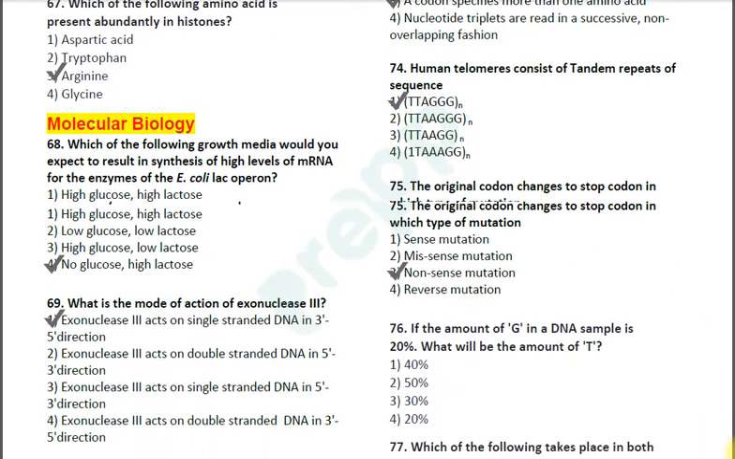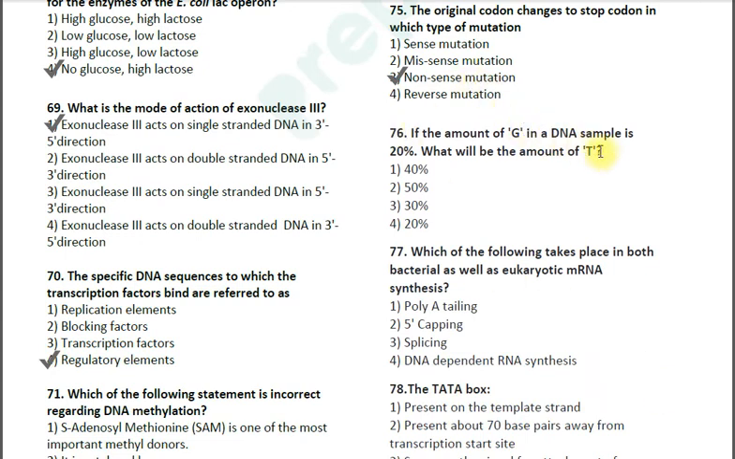Question 76 says, if the amount of G in a DNA sample is 20%, what will be the amount of T? The options are 1) 40%, 2) 50%, 3) 30%, 4) 20%. You have to calculate it. I am giving you a few seconds, and write the answer in the comment section. I hope you have done it. The correct one is 30%. So I'm telling you once here, and if you need more explanation, you can write in the comment section. I will explain again also.